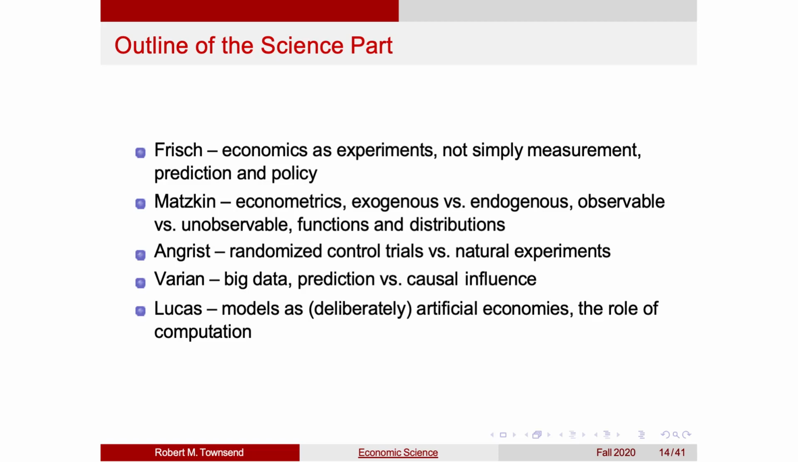So I'm going to draw on these authors: Frisch for thinking about economics as experiments, Matskin for a review of some of the fundamentals of vocabulary of econometrics, Angrist for randomized and natural experiments, Varian for big data, and the need of theory for causal inference, and Lucas on what are models, what are artificial economies, and what is the role of models versus data, and how does computation help us? So that's just an outline of what's coming.